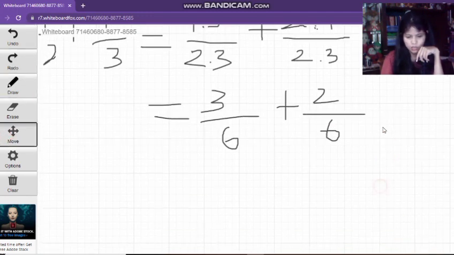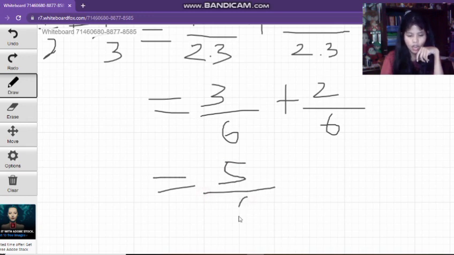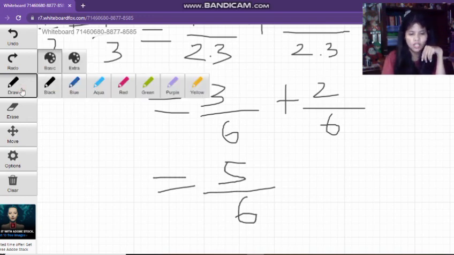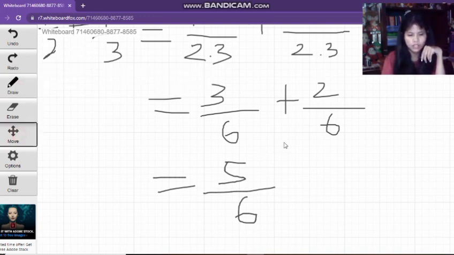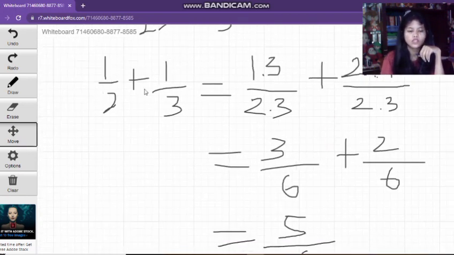So we just add the numerators. 3 plus 2 is 5 over 6. We don't have to add the denominators because the denominators are already the same. Okay, so we got 5 over 6 from 1 over 2 plus 1 over 3.